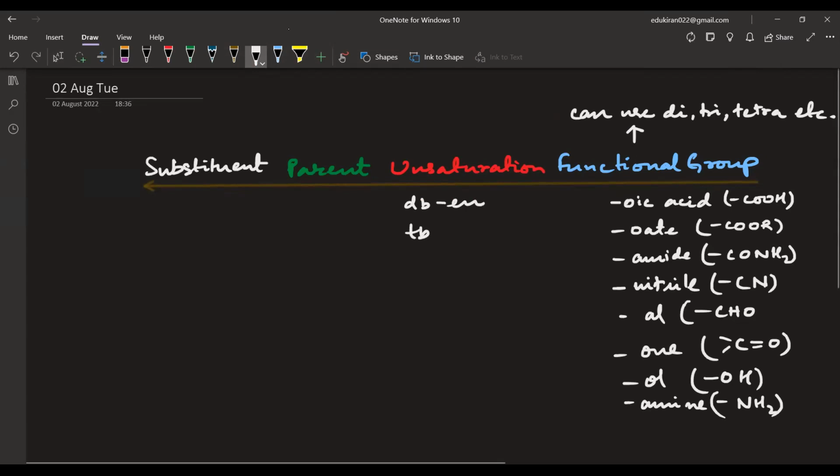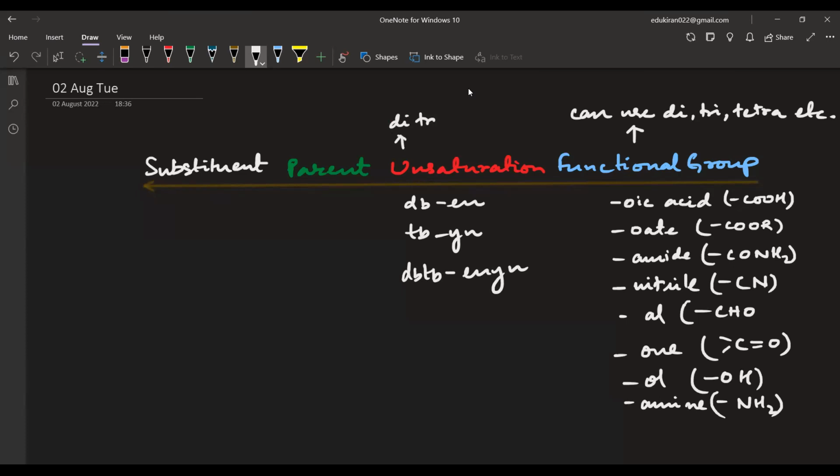We have triple bond that is represented by what? Tell me. Yne. And then if we have double as well as triple bond, then it is represented as enyne. And here also we can use di, tri, tetra, etc. So if we have 2 double bonds, then it will be diene.